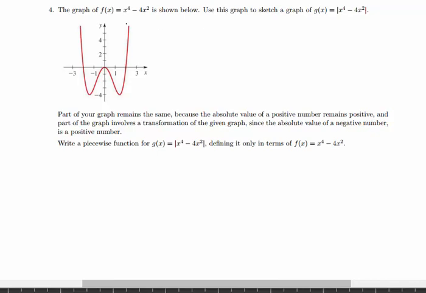Let's look at this problem again, together. F of x is equal to x to the fourth minus 4x squared, and this is the function that is graphed right here. Now, we want to find what is the graph for g of x. The g of x is the absolute value of x to the fourth minus 4x squared. But this is the f of x, so this means that the g of x is the absolute value of the f of x.